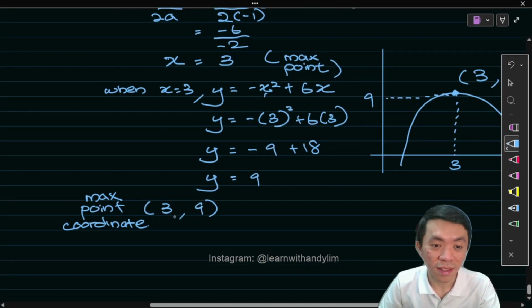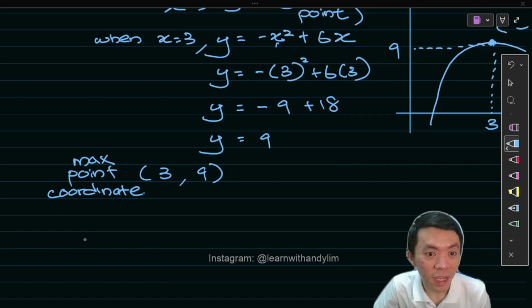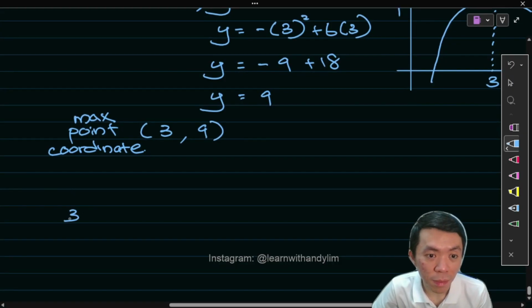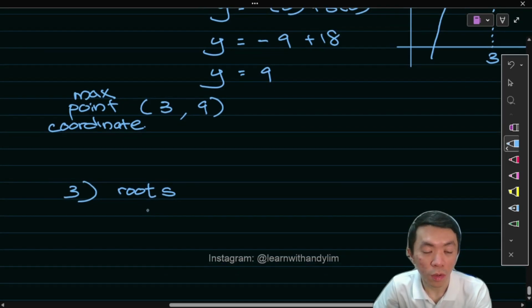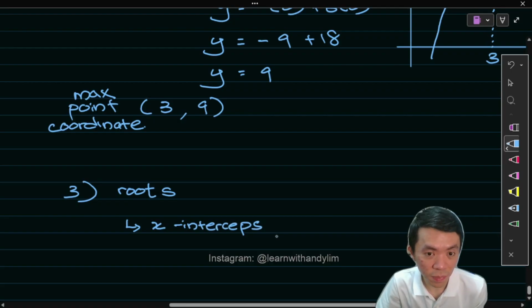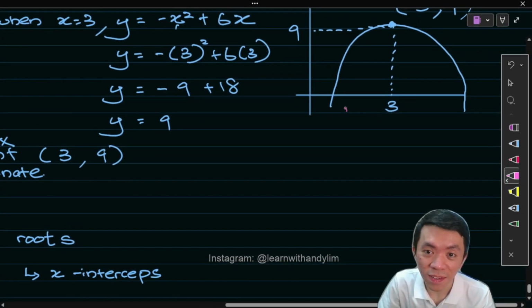Great. Next, the third step. After we determine the shape and the maximum point coordinate, the third step is to find my roots. You might ask me, what is roots? Roots are basically just your x-intercepts. Where are my x-intercepts? We heard about y-intercepts, but x-intercepts, this is our first time hearing it. X-intercepts, it is the value of this thing right here.